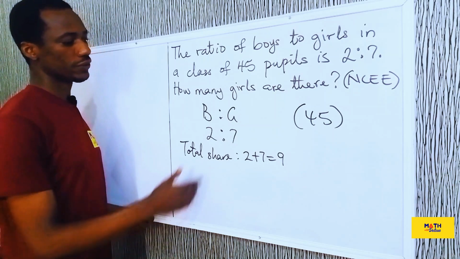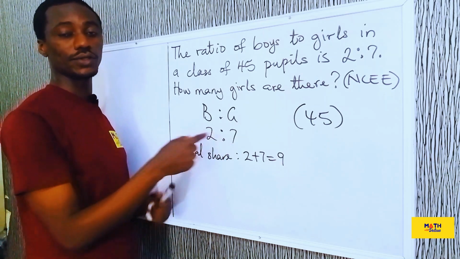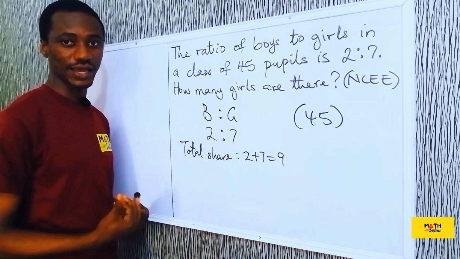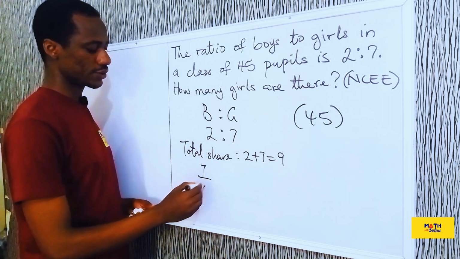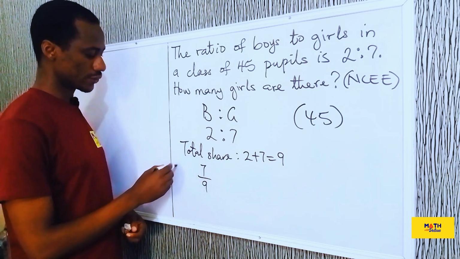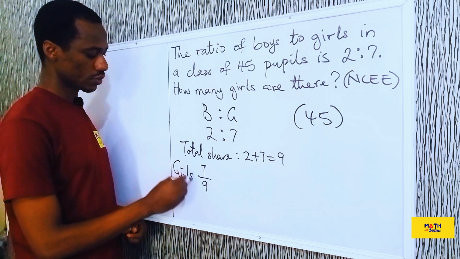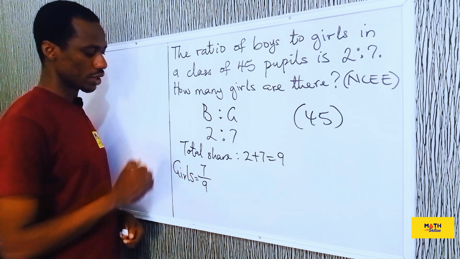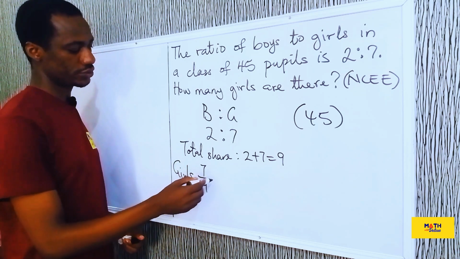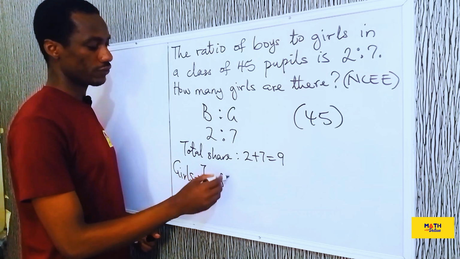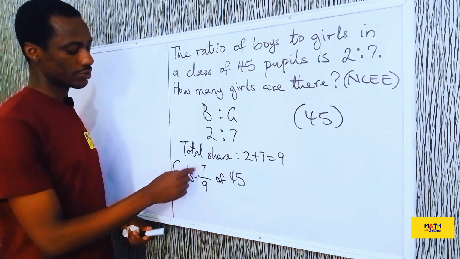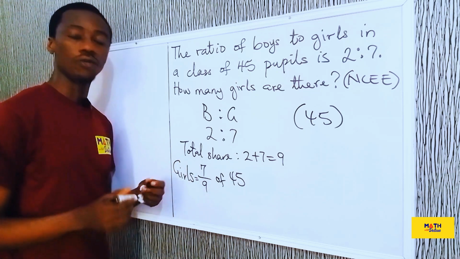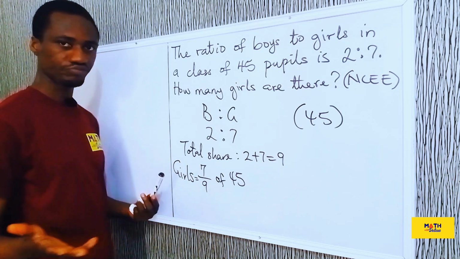All right, so the fraction of the total that will give us the number of girls in the class is 7 out of 9 portions. All right, 7 out of 9. So that's for girls now. All right, so that'll be 7 out of 9 portions of the total, which is 45 pupils. All right, so that'll be 7 over 9 of 45 pupils.